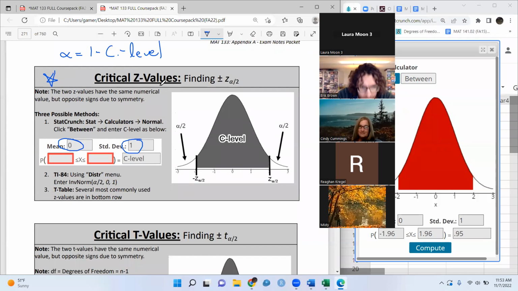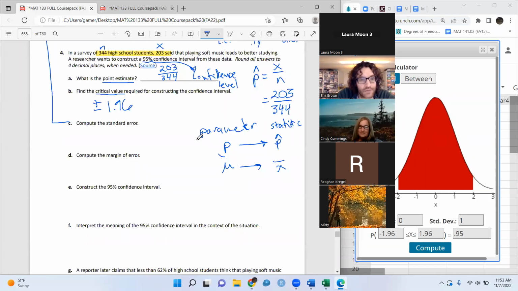C level, critical Z value. Oh, I know, it's like tons of stuff. Okay, so the standard error, you just need to recall that that is the standard deviation of the p hat, which is approximately equal to the square root of p hat times q hat divided by n.